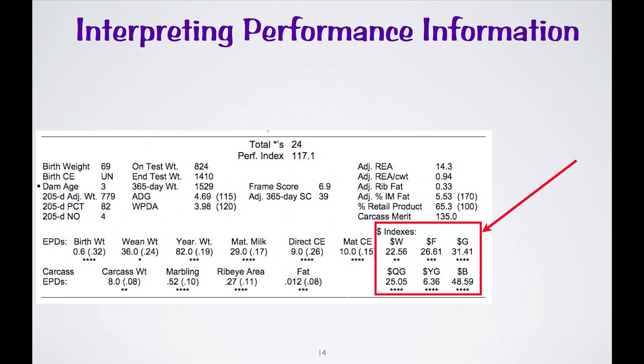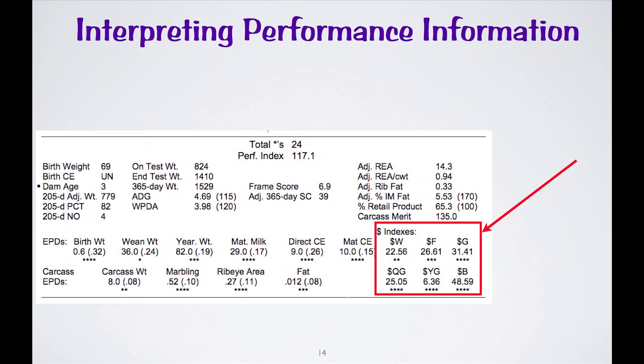The next index, which is a $F, is a dollar feedlot index. So what is the economic value of sons and daughters of this bull in a feedlot scenario? So if you were selling that bull and then selling the calves to a packer on just a weight basis, not on a carcass basis, you see that index.